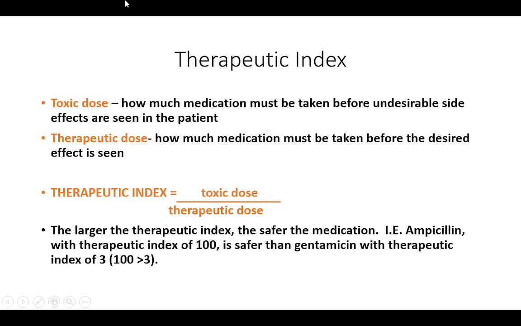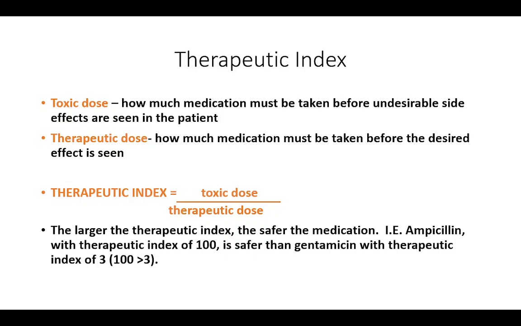Okay, so therapeutic index. There is a toxic dose, that's how much medication must be taken before an undesired side effect is seen in a patient. There's a therapeutic dose, which is the amount of medication that must be taken before the desired effect is seen. And the index is a safety measurement of how, toxic dose divided by therapeutic dose. It's a really easy index.